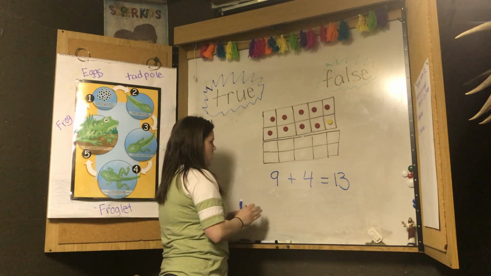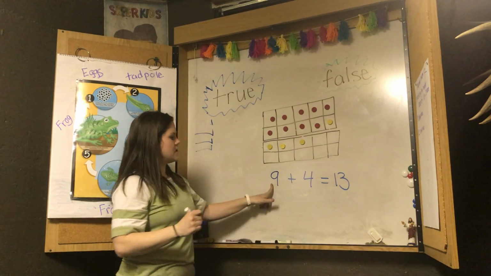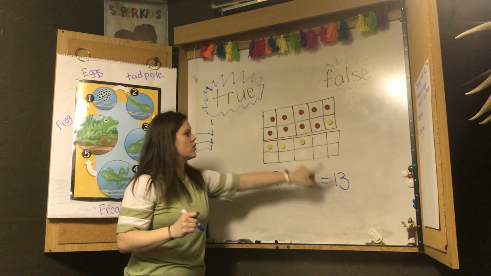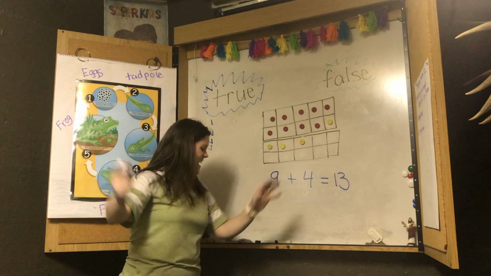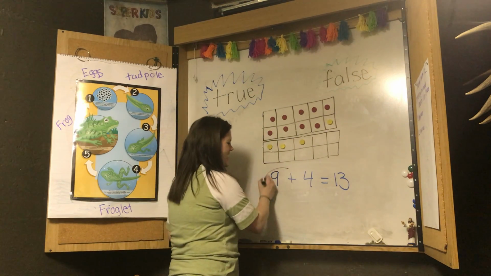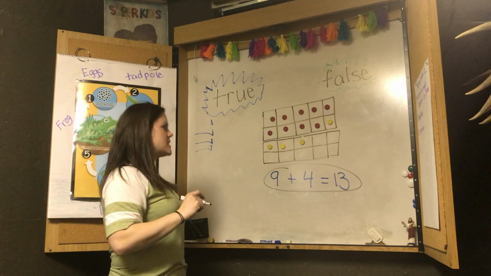1, 2, 3, 4. Is 9 plus 4 equal to 13? I got a full 10 frame and 3 more. Yes, that is true. Give that a circle. 9 plus 4 is equal to 13, right?